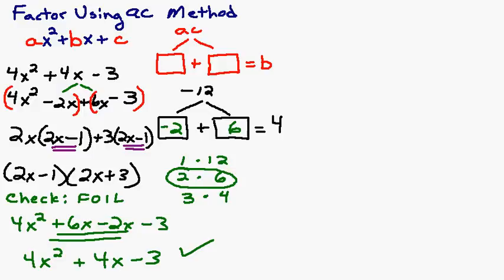It's good to go, and we can be confident that our answer, 2x minus 1 times 2x plus 3, is the factored version of 4x squared plus 4x minus 3.